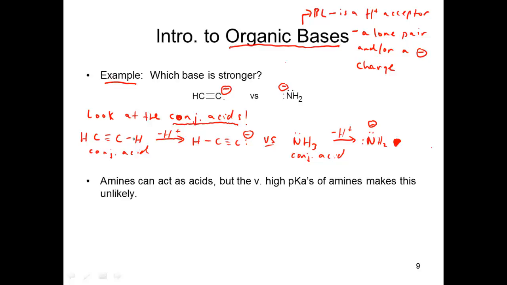So here we have the two conjugate acids and the conjugate bases they form when you lose H+. So we're really asking which of these wants H+ more. Which one will form the conjugate acid more easily? So we're going to look at the pKa's of the conjugate acids. And if you go to your pKa table that I handed out, the pKa of acetylene is 25. Make sure you can find that. The pKa of ammonia is 33.